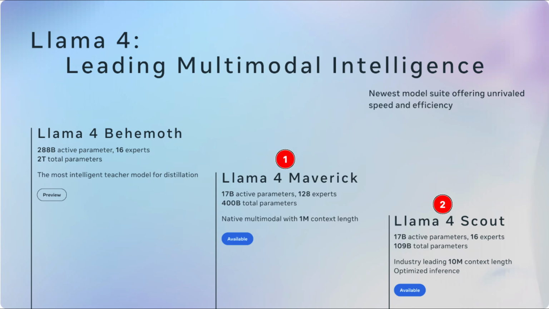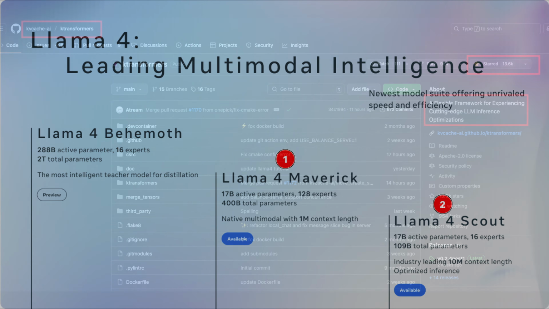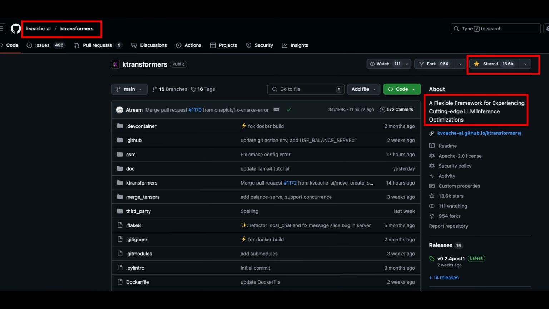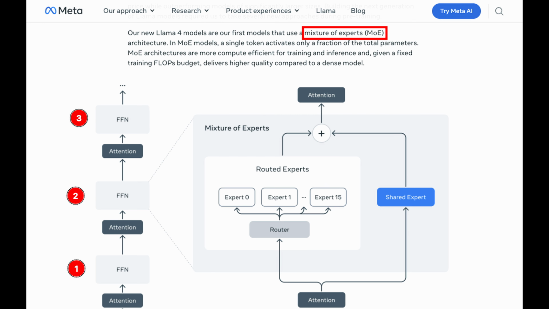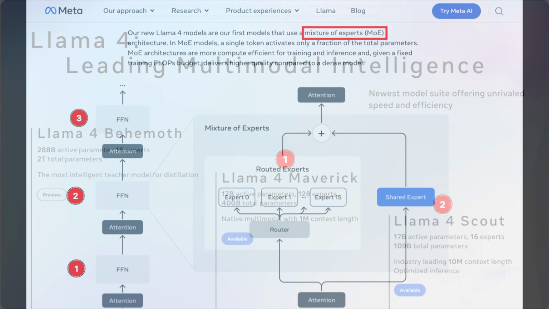Today we are diving deep into something truly cutting edge. Running Meta's latest LLaMA 4 models locally using the power of K-transformers and Intel's advanced matrix extensions, also known as AMX. Now, LLaMA 4 represents a significant leap with its mixture of experts architecture as compared to its previous generations LLaMA 3, 3.3, 3.2, and 3.1, which were not mixture of expert models.